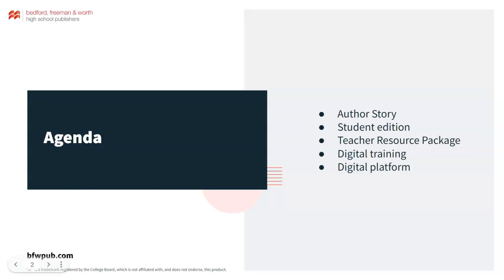Here's a look at what will be covered in this training. First, I'm going to give a brief introduction to the authors, and then we'll take a look at the student edition, its organization and structure, the key features, the AP practice, and more. Then we'll go through the teacher resource package. From there, we'll have a brief overview of our digital platform, Sapling Plus, and I'll show you the digital training option. Let's get started.